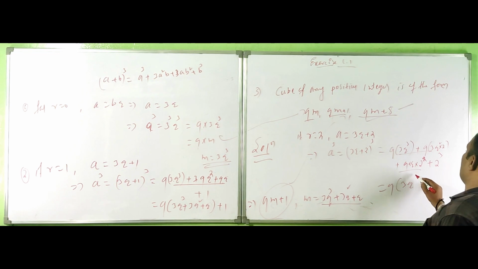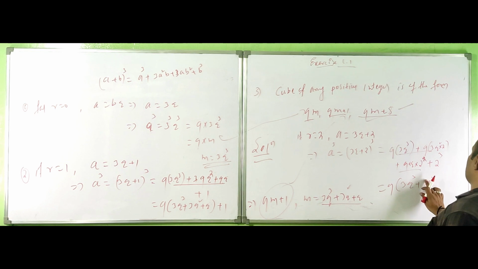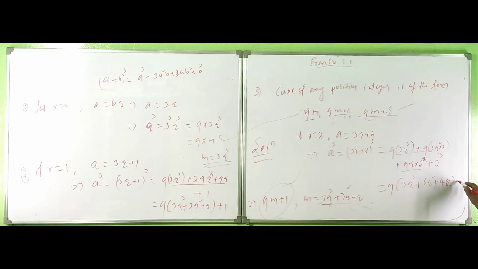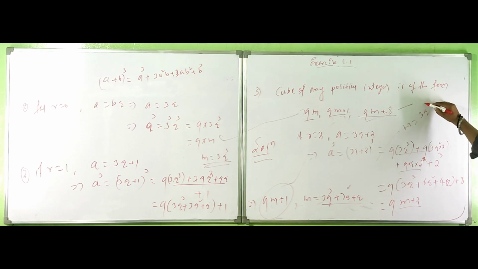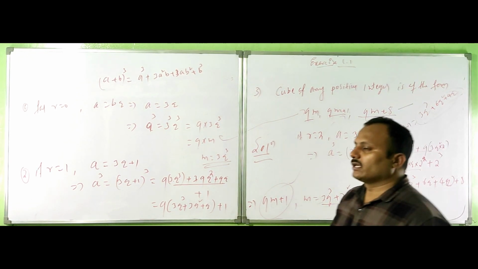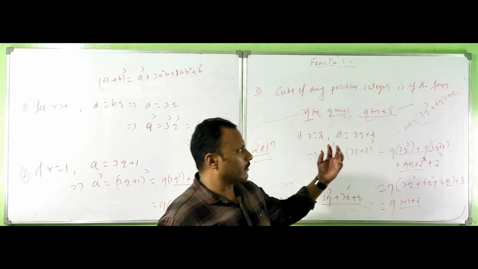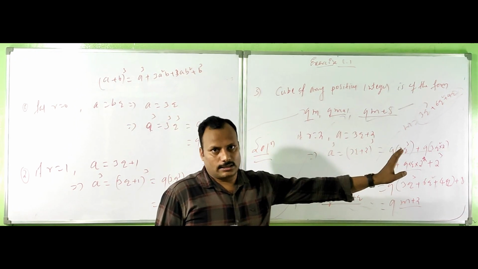The remaining is 3q cube plus 3q square into 2, which becomes 6q square, plus this I take as 4q plus 8. 2 to the power cube is 8. So this becomes 9m plus 8, where m is equal to 3q cube plus 6q square plus 4q. This is also an integer, because q is an integer, and the multiples, square and cube of an integer are also integers, right?